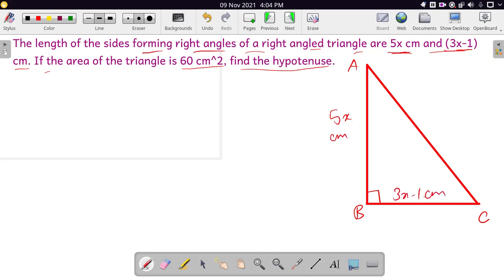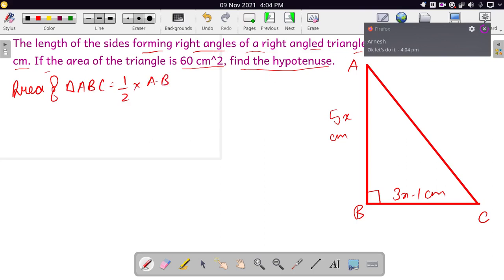Now ABC is a right angle triangle which is right angled at B. AB is 5x, BC is 3x minus 1. What is the area of triangle ABC? Area of triangle ABC is half into base into height. So half into AB into BC.